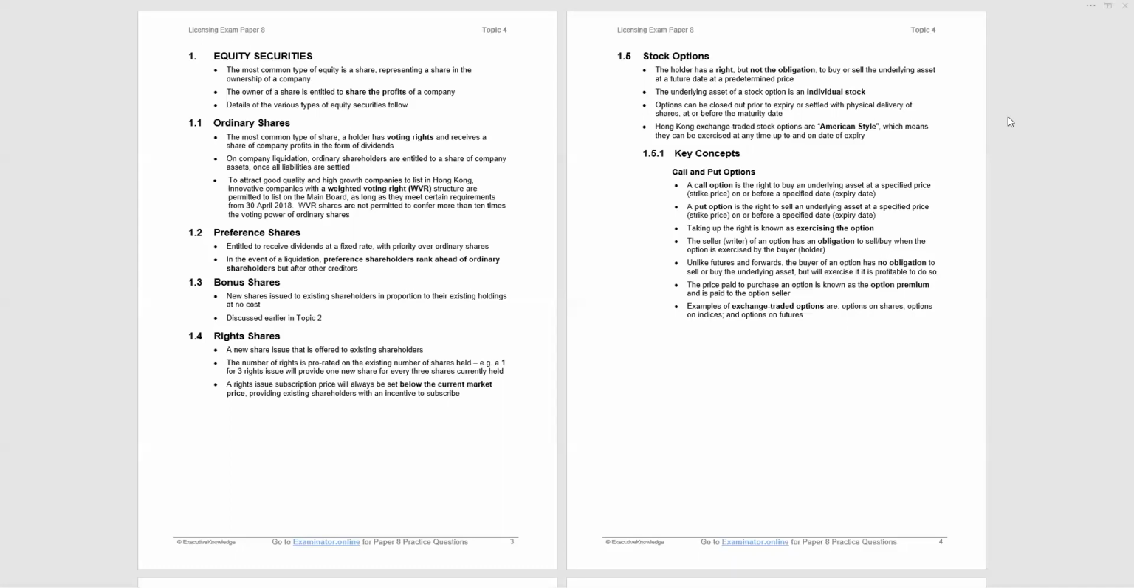Preference shares receive dividends at a fixed rate, a percentage on the face value. And in a liquidation, you will rank last apart from ordinary shareholders. So you'll be before ordinary shareholders, but after all other creditors. Bonus shares, we looked at bonus shares in topic 2, and those are issued to capitalize retained profits. Right shares, again, we looked at those in topic 2, and that is where new shares are issued to existing shareholders in proportion to the shares they already hold.